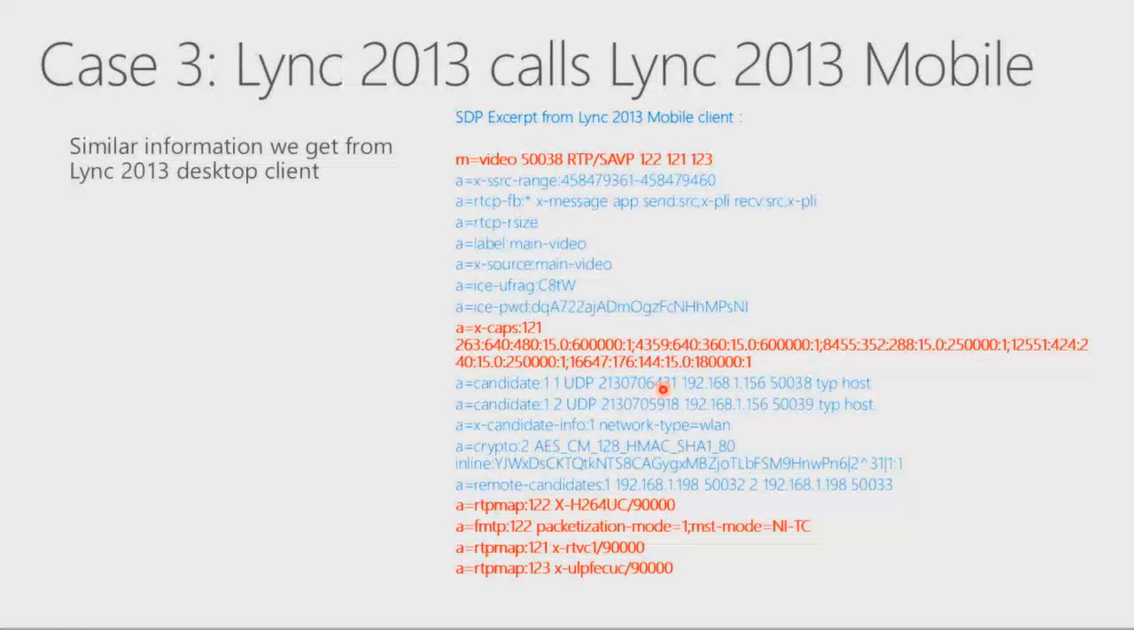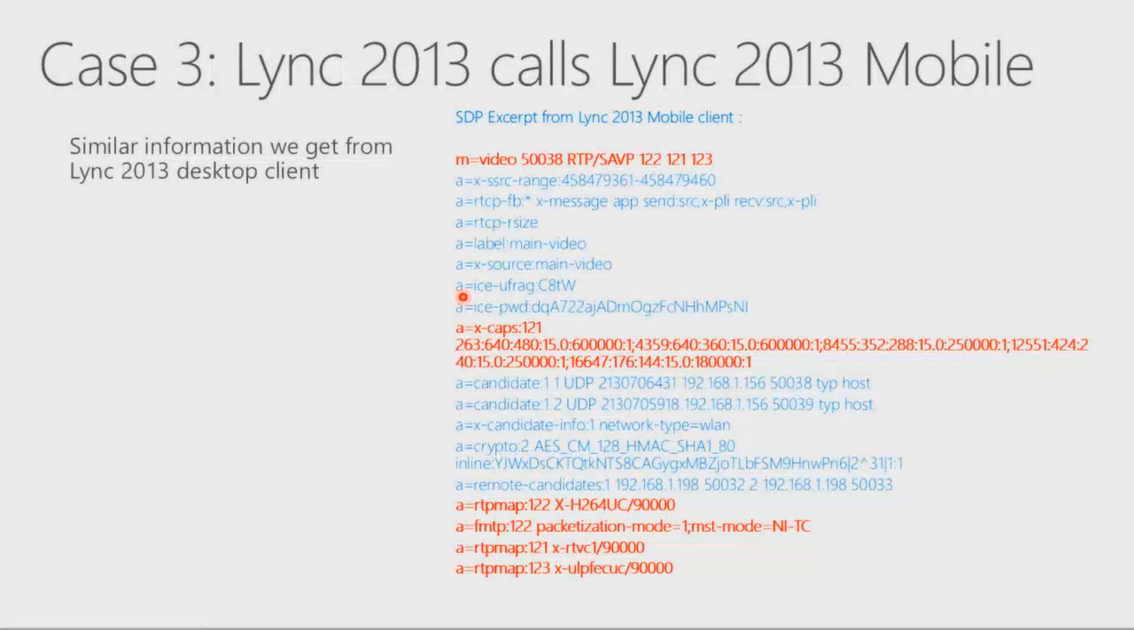And this is the mobile SDP from the mobile client. Same thing like the desktop client, it advertises different codecs that it supports, XCAPs and RTP map. One thing you can notice is that it is very similar to the desktop client because we are implementing the same media stack. It should be the same, right?